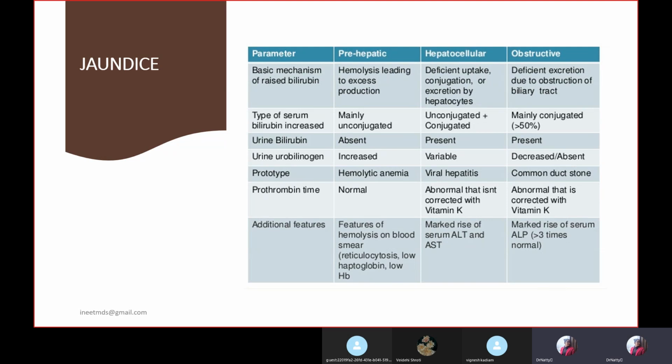Okay. So let's resume back. Jaundice, we have prehepatic, hepatocellular and obstructive jaundice. Serum will have unconjugated bilirubin in case of prehepatic, unconjugated plus conjugated in hepatocellular, whereas only conjugated in case of obstructive. And the reason for prehepatic is mainly hemolytic anemia. Hepatocellular jaundice is because of some liver issue, mainly hepatitis, usually viral hepatitis, whereas obstructive jaundice is mainly because of any stone in the gallbladder.